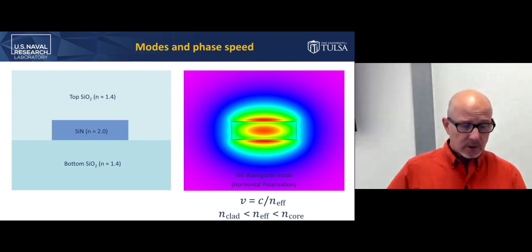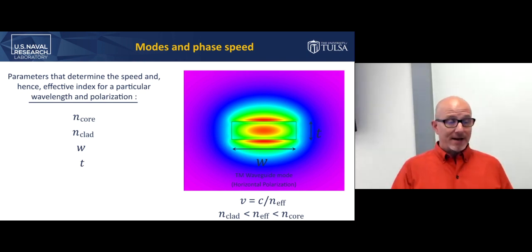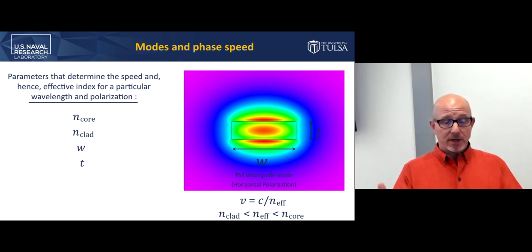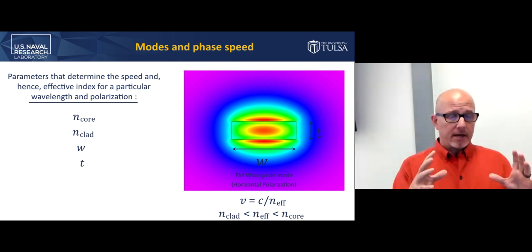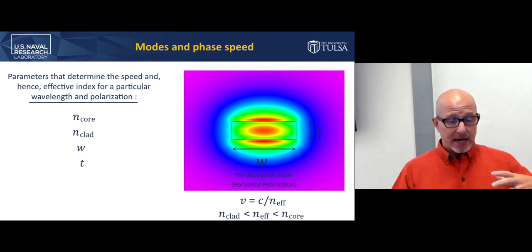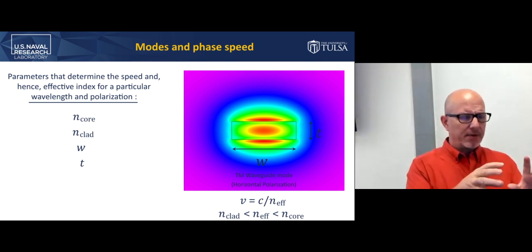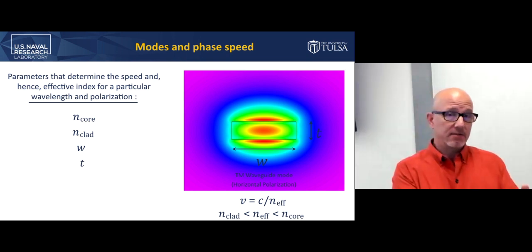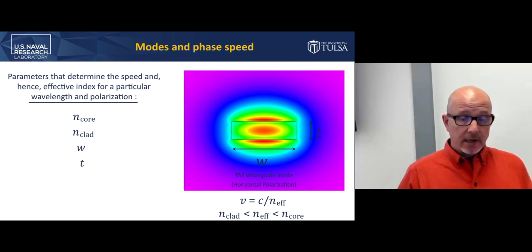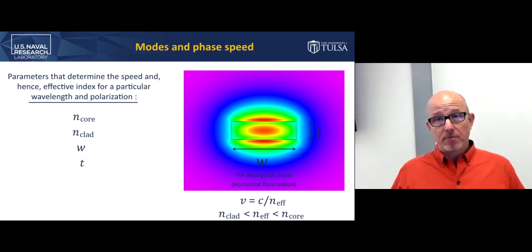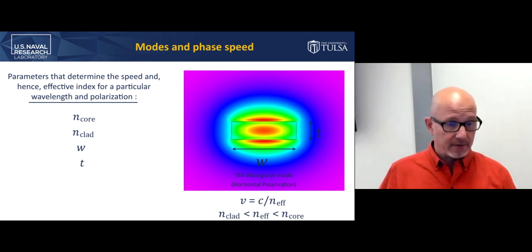Okay. So the parameters that determine that are what is the core index, what is the cladding index, what's the width, and what's the thickness. You can imagine that if we change any one of these, the relative amount of light in the core versus the cladding is going to change. We talk about the effective index of refraction being sensitive to these four parameters. Okay? And these are the four parameters we're going to extract by measuring this effective index, or fundamentally, the speed of the wave, the speed of light as it's traveling down this waveguide.